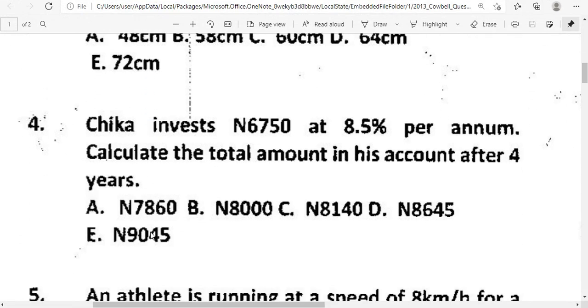Number 4. Calculate the total amount in his account after 4 years. We are looking for amount now, not simple interest, right? Yes. So you know what to do. Solve. Okay, I know what to do. So to make everybody talk, I'll be moving the mic from 6 to 6. Now I need you to respond so that your voice will get in there.